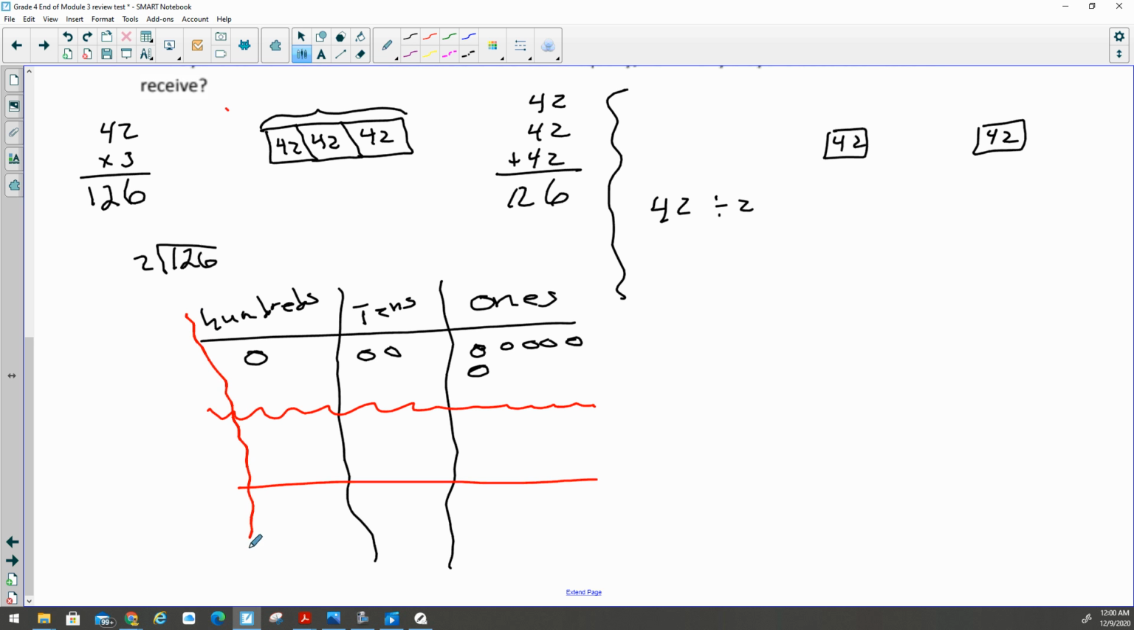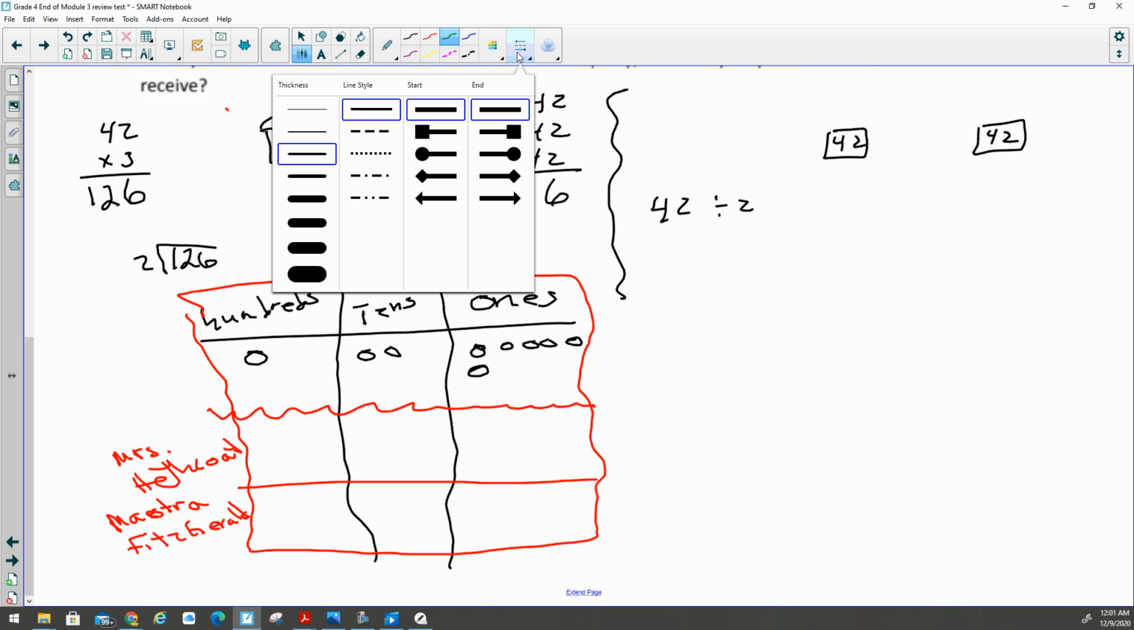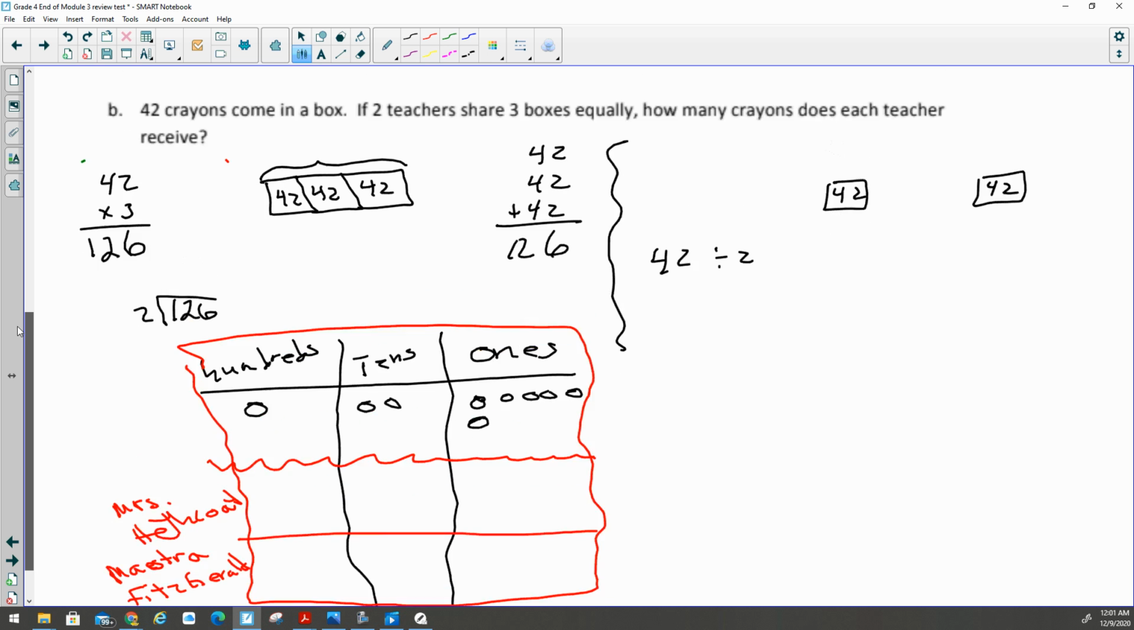I do like to make a box so I don't mess up where my last discs go. So my 2 fighters, so we will make Mrs. Heathcote, and we will fight with Mrs. Fitzgerald, right? With Maestra Fitzgerald, because she's my partner teacher and we teach at a dual immersion school. So we have a Spanish teacher and an English teacher. All right, here we go. So Maestra Fitzgerald and Mrs. Heathcote are walking down the hallway and they see 3 boxes of crayons, right?